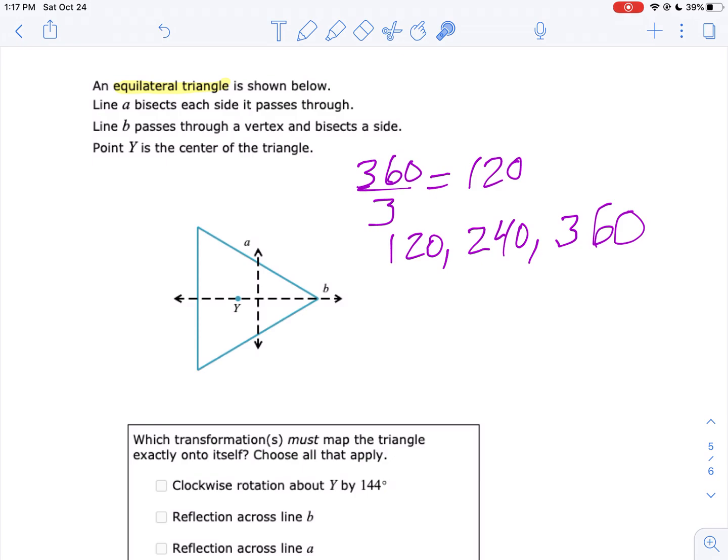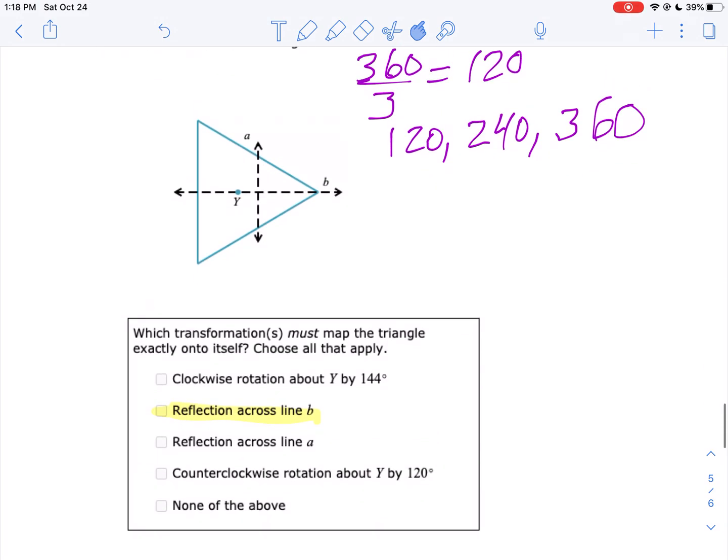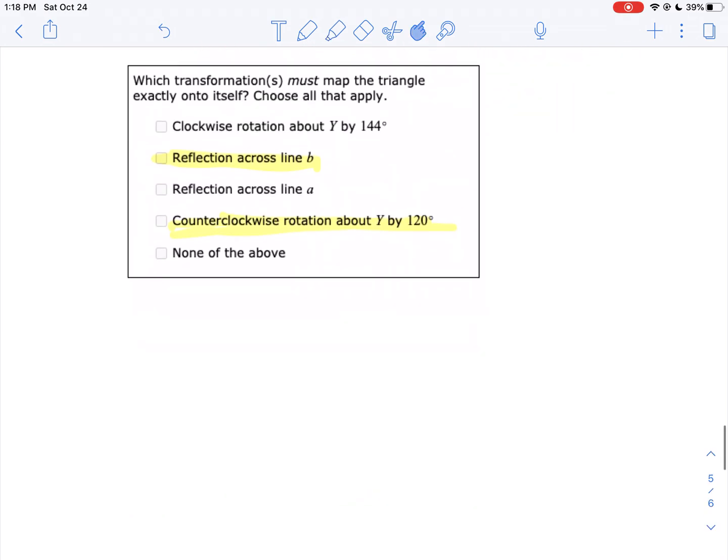How about line B? Well, every point is vertically opposite that point, isn't it? No matter where I pick. So definitely the reflection across line B. How about across line A? Well, we can see if I take the vertex right here and I flip it, I don't have a point here, I've got a side. So definitely not line A. 120, oh, that one is a rotation through our order. So you should have selected both of those.